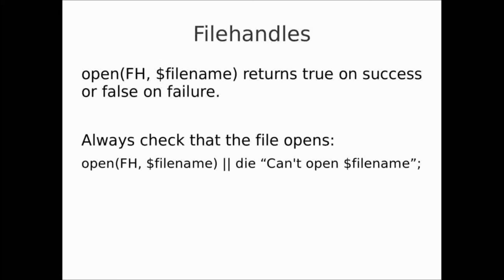Notice here we have an OR construct. This means do the thing on the left. If that's successful, carry on. If that's not successful, do this other thing on the right-hand side. So open the file. If the file is successful, we've got true, so we carry on. If we don't successfully open the file, we want to do the other thing, and the other thing is die and get out of there.